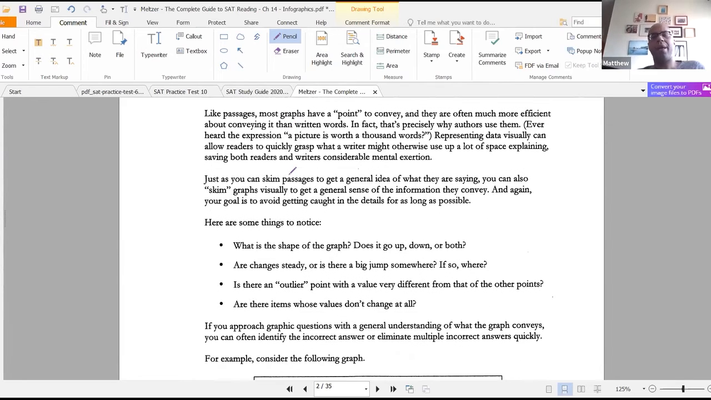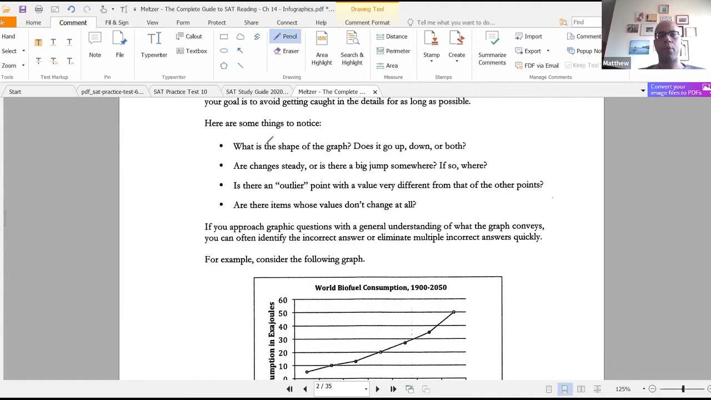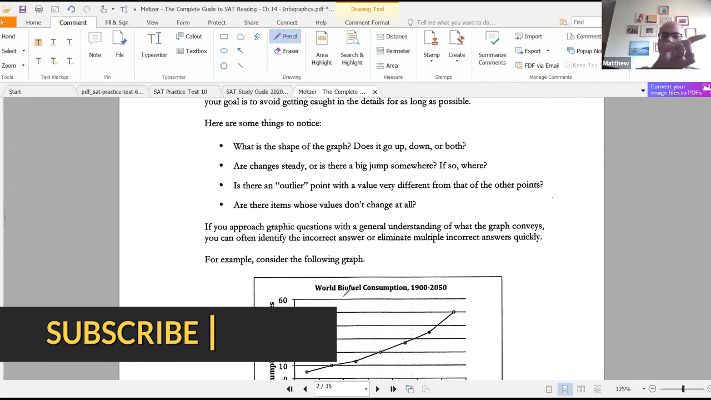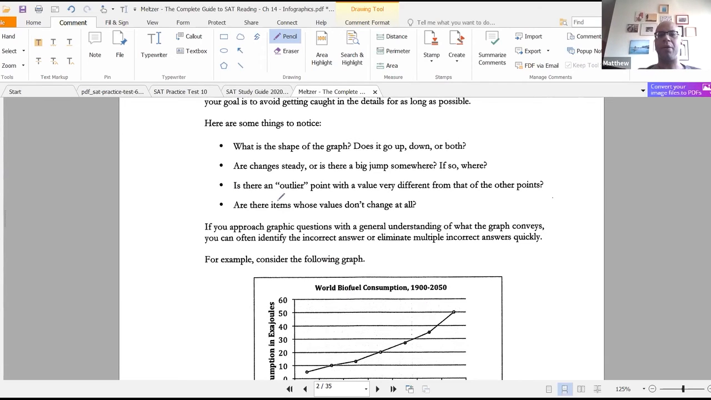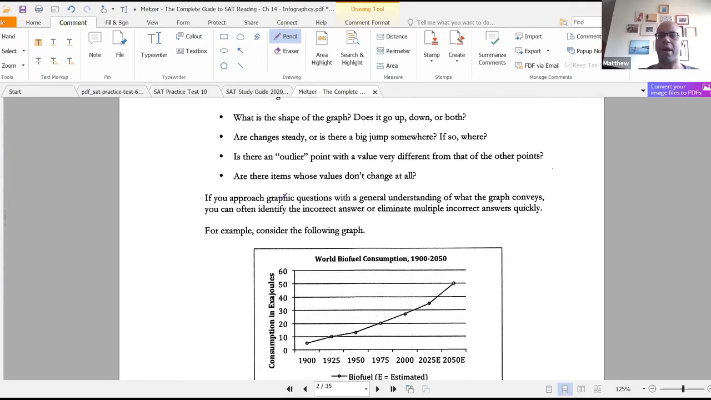So one way that we can approach these graphs is kind of skimming them. And it may be a good idea if graph questions are giving you a lot of trouble to kind of get a sense of what the graph's trying to show you before you go into the graph questions, right? So things to think about. What is the shape of the graph? Is it going up? Is it going down? Or is it going up and down, right? Is it a steady change, or is there a big jump, right? Where's the jump, if there is a jump? Is there an outlier point that's very different than the other moments in the graph? And is there any situation where the graph is just staying flat?